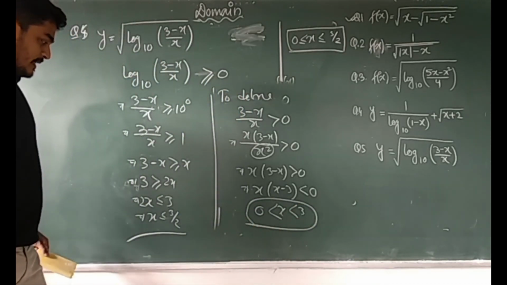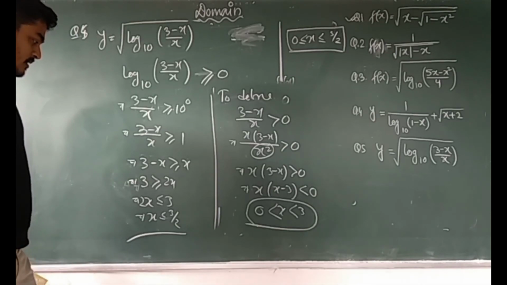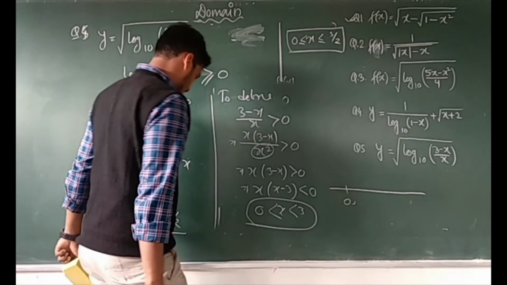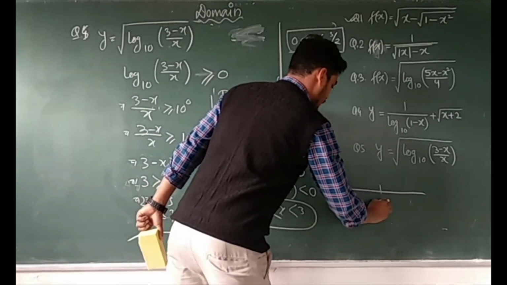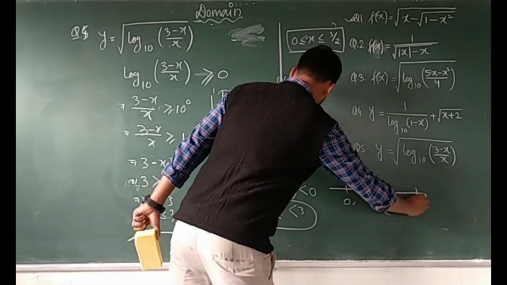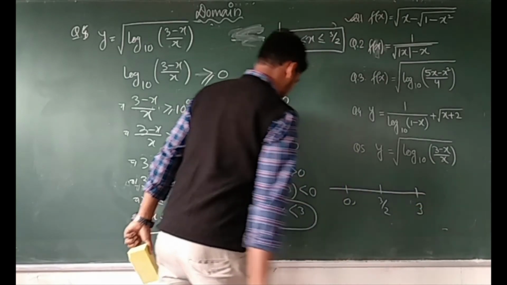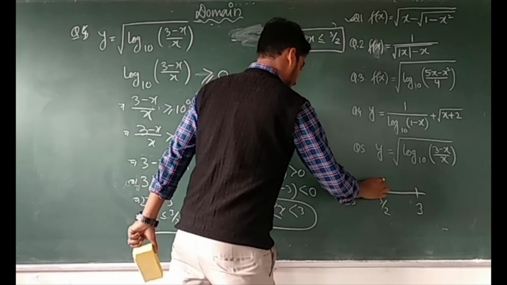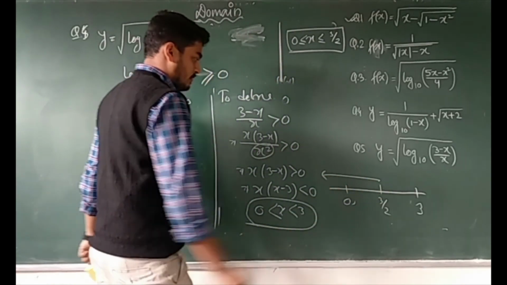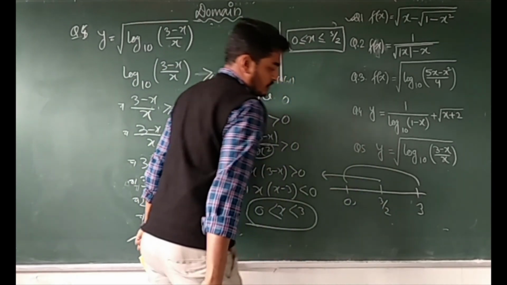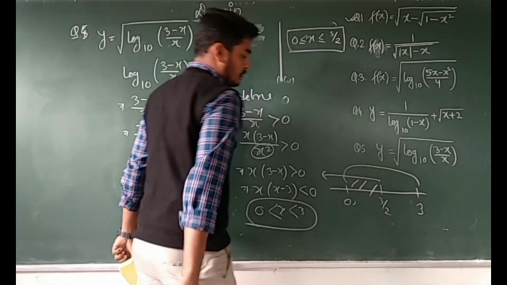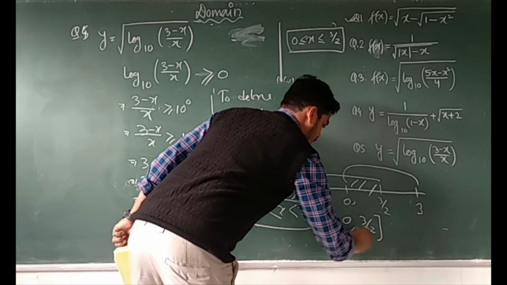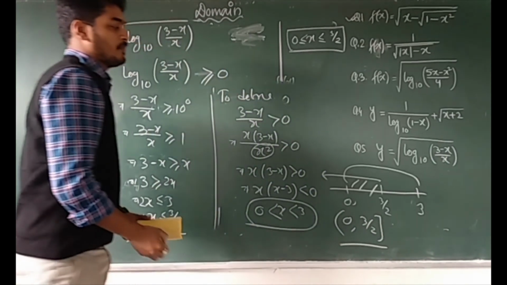So how can we generalize? If I write on the number line, this one is 0, this one is suppose 3 by 2, and this one is 3. What is given? X is less than or equal to 3 by 2. Definitely this one is the answer. So then what is the domain? The domain is 0 to 3 by 2, with the right end closed. So this is the domain.